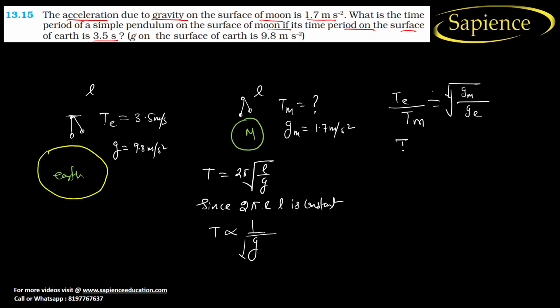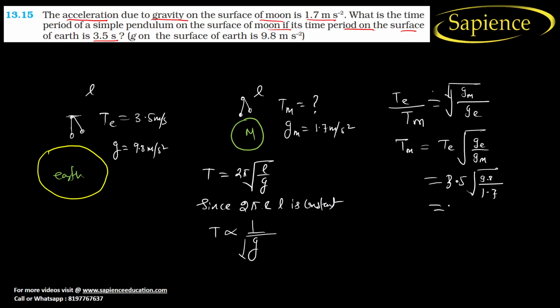So from here, the time period on the moon is equal to the time period on the earth into the square root of gravity on the earth divided by gravity on the moon. The time period on the earth is 3.5 seconds into root under g, that is 9.8. Gravity on the earth is 9.8 and gravity on the moon is 1.7.